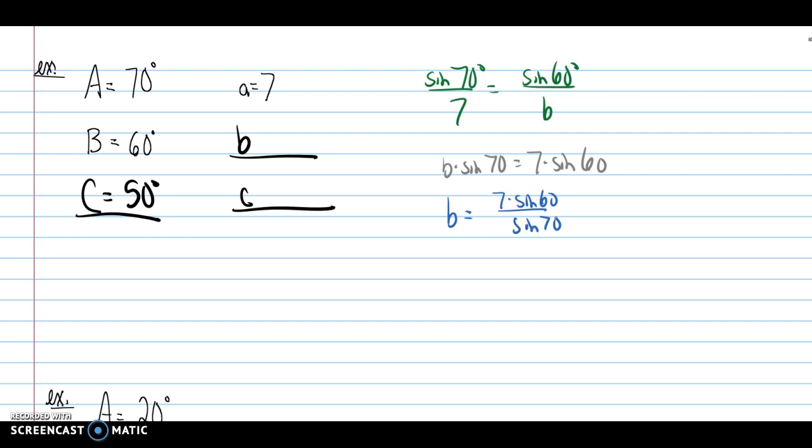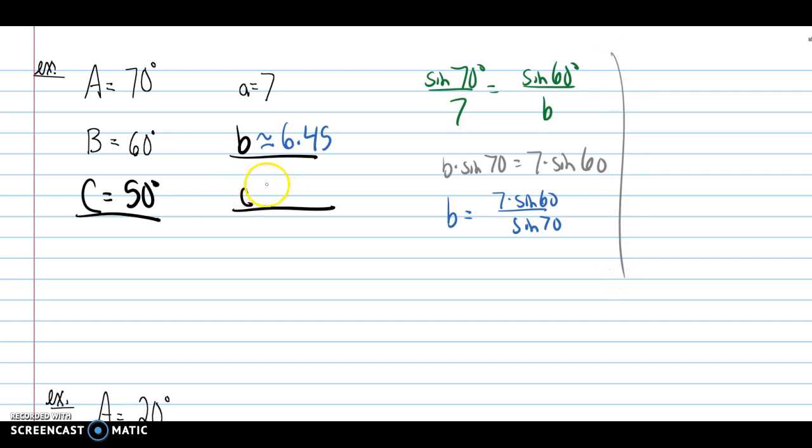And that comes out to a length of about 6.45. One thing that I noticed about this is it makes sense because 70 degrees is bigger than 60 degrees, 7 is bigger than 6, so that is all consistent.